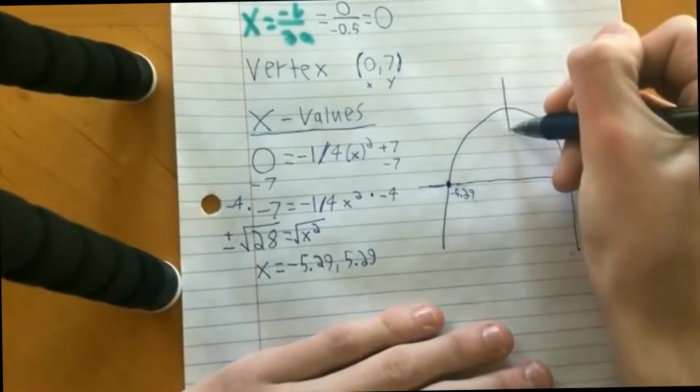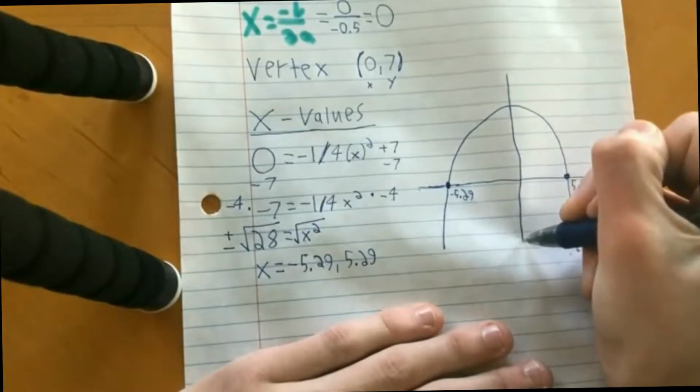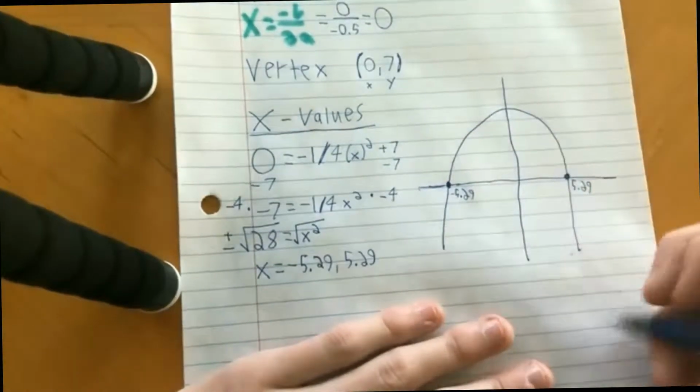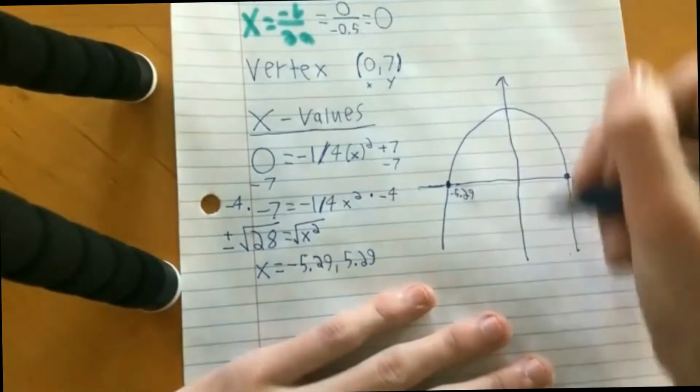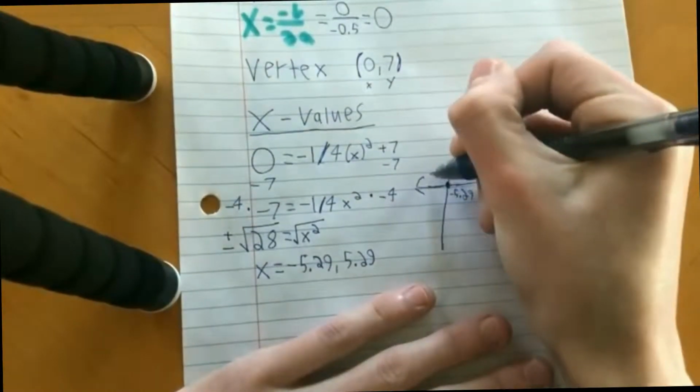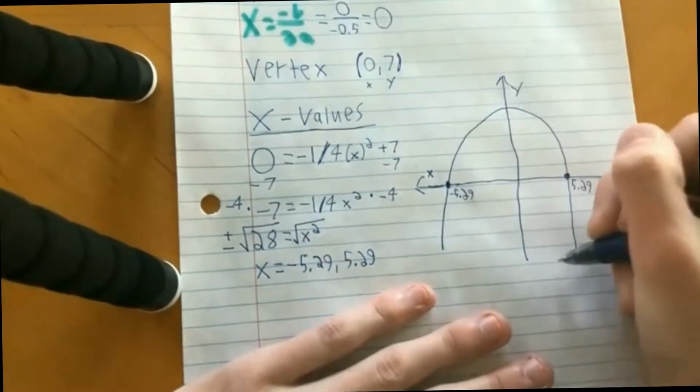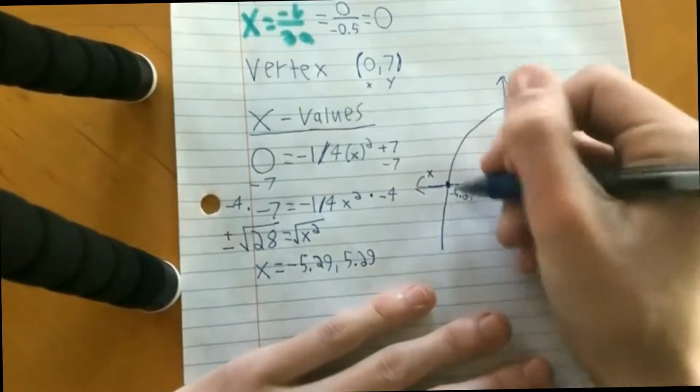Now let me just draw, we didn't do too good of a job, but that's okay. You get the point. This is the y, and this is the x. Cool. All right. So we want to find the width, right?